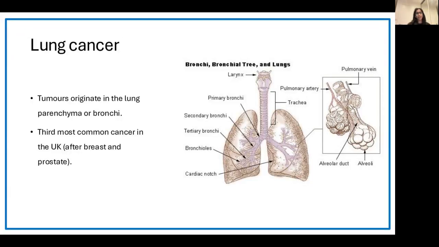Okay, so lung cancer is the third most common cancer in the UK after breast and prostate. It's the most common cancer in lots of other parts of the world as well. And when we say lung cancer, we mean that the primary tumors originate in the lung parenchyma or the bronchi. Okay, so let's go to the next slide.